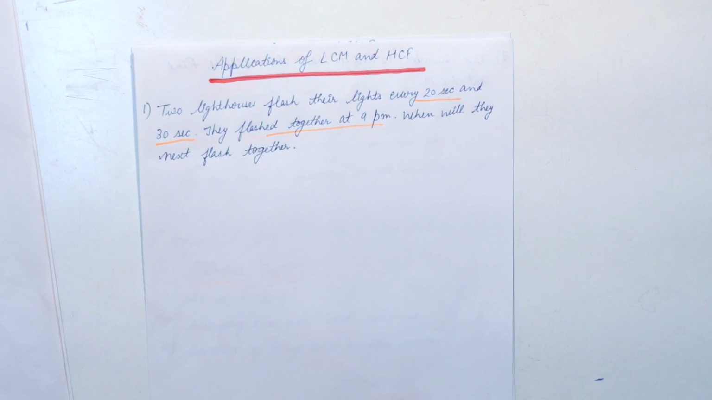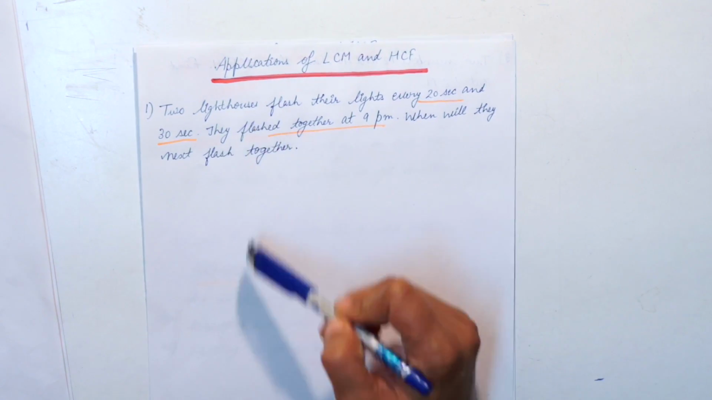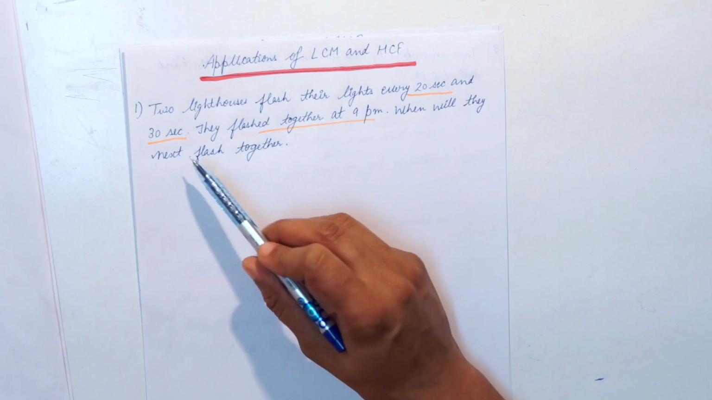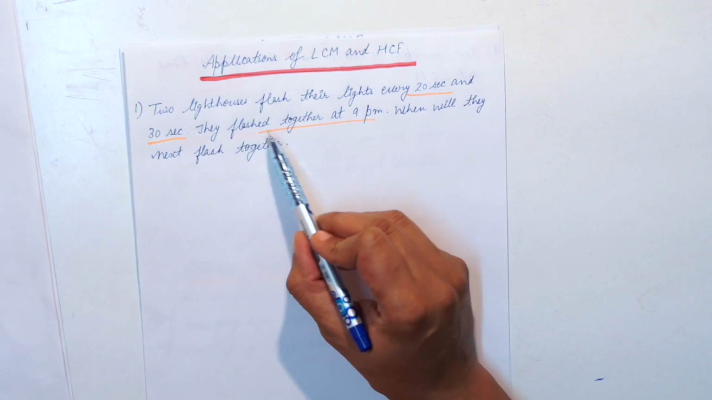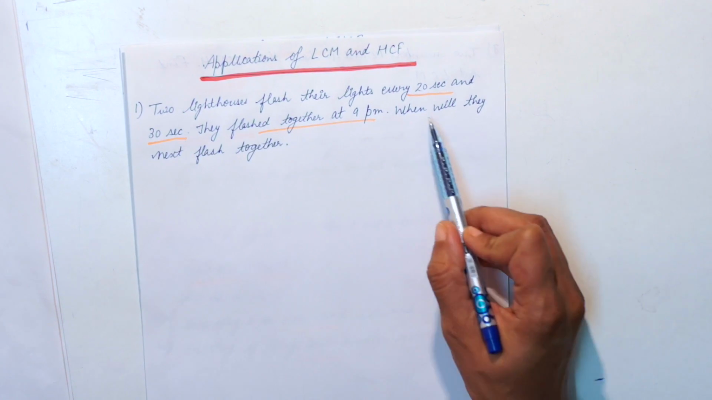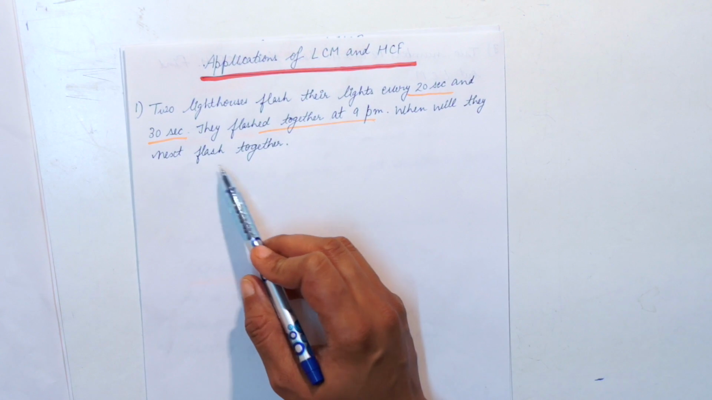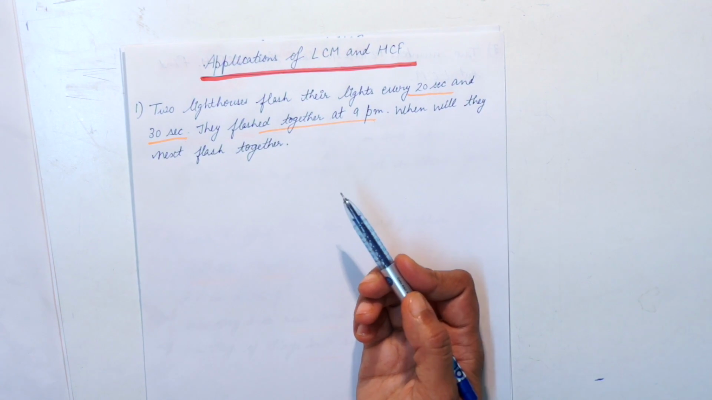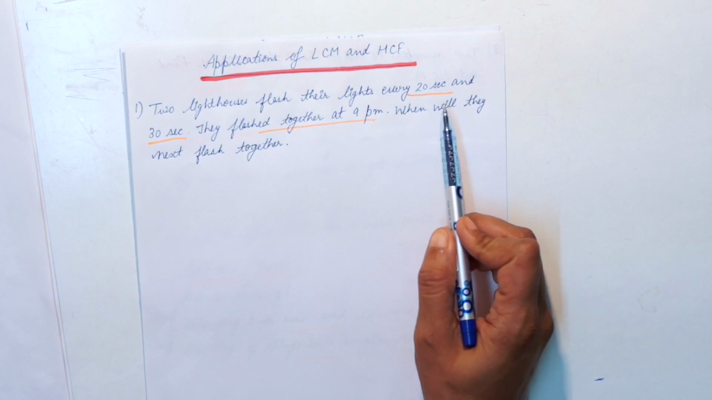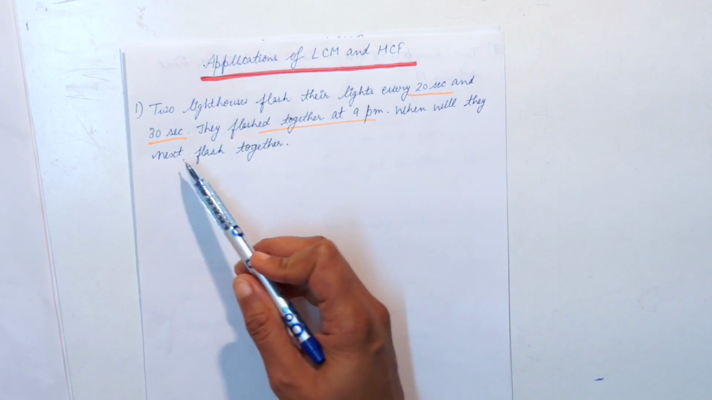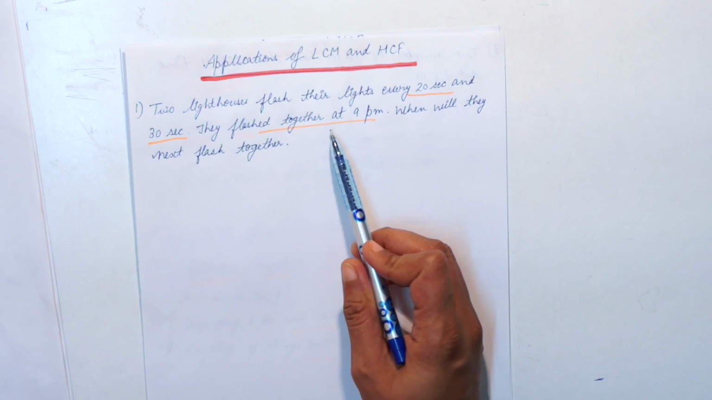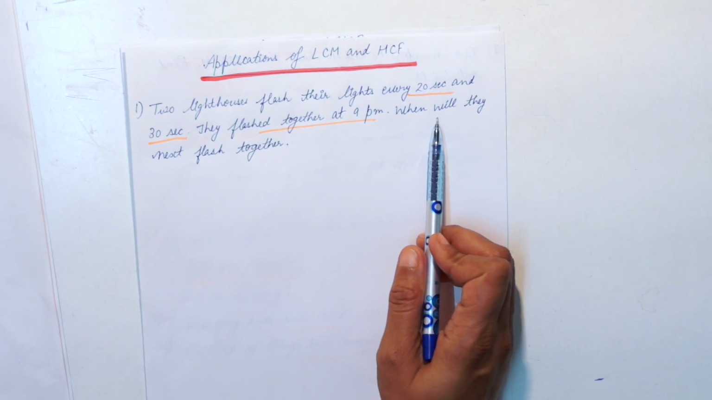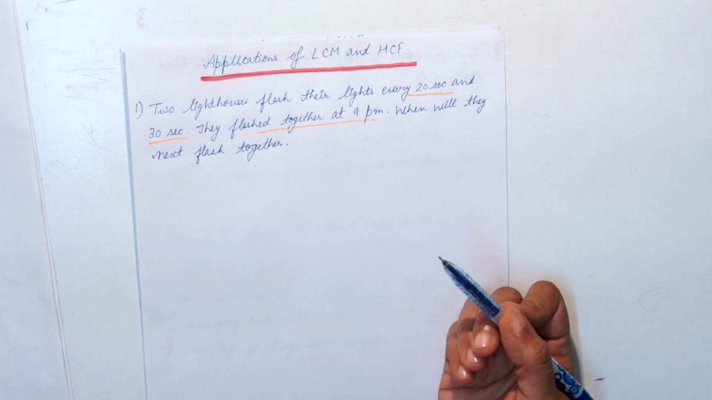So my first question is, two lighthouses flash their lights every 20 seconds and 30 seconds. They flash together at 9 pm. When will they next flash together? So what did we understand from the question? There are two lighthouses who flash their lights every 20 seconds and 30 seconds. They flash together at 9 pm. Now we have to find when will they next flash together.